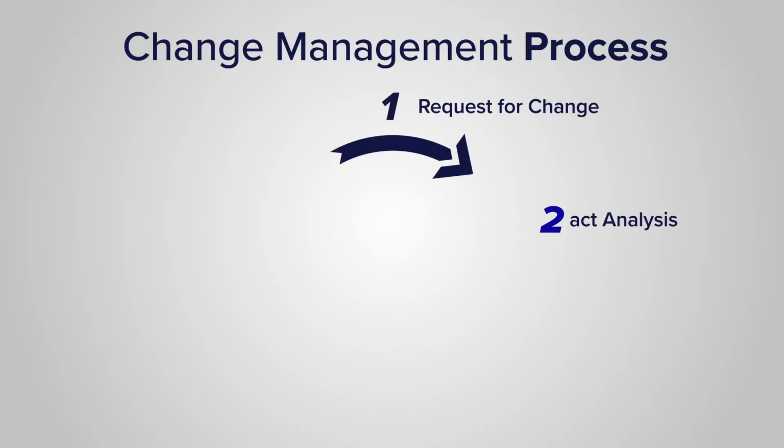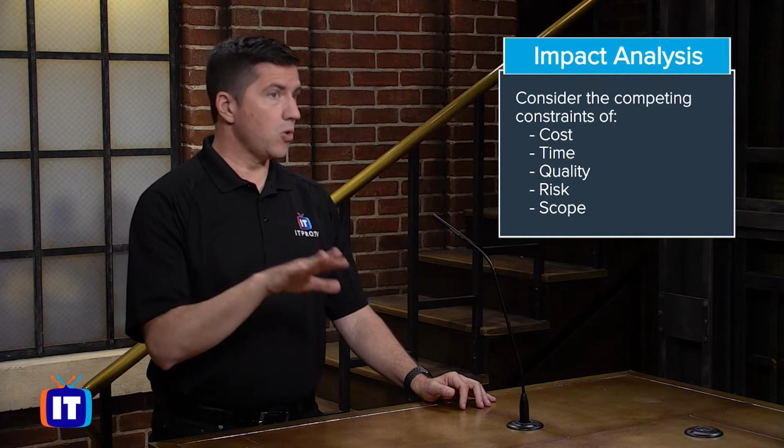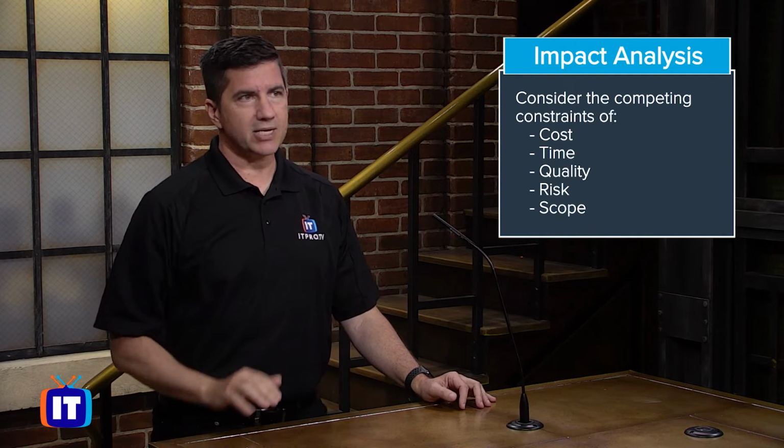And then next, what we're going to do is have some impact analysis. And here's where you see professional change management people shine. It's not rocket science. Well, unless you work for Elon Musk and SpaceX, so then it might be about rocket science. But if you understand the competing constraints of cost, time, quality, risk, and scope, it's not that difficult.